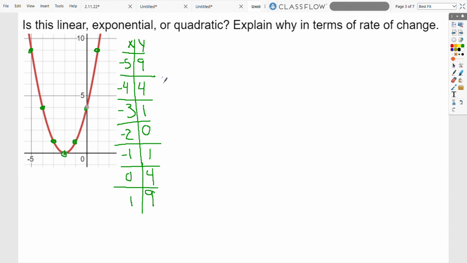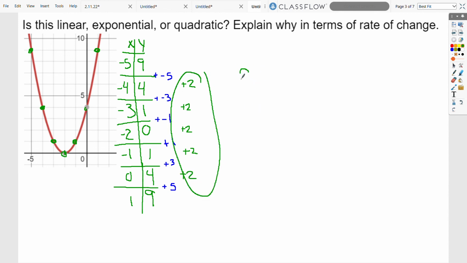So between 9 and 4 is -5, or adding -5. This is adding -3. This is adding -1. This is adding 1, adding 3, adding 5. So when you look at the difference between those, what's between negative 5 to negative 3, right? That's plus 2. So we're adding 2 here. Negative 3 to negative 1, that's also plus 2. Negative 1 to positive 1, that's also plus 2. 1 to 3 is plus 2, and 3 to 5 is also plus 2. So that means this is the second rate of change, which makes this quadratic.